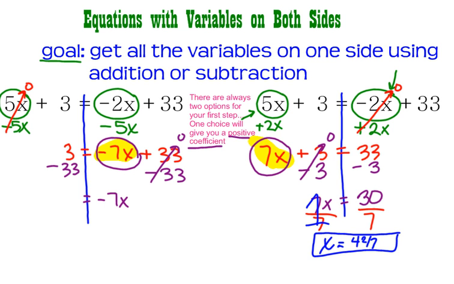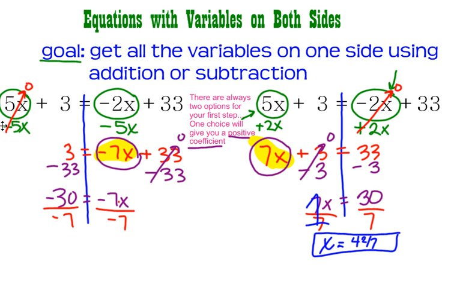And on the left-hand side, I look, are those same signs or different? They're different. So I subtract. 33 take away 3 is 30, and it is negative. Now my final step is to get the x by itself. I know that there's multiplication hiding here, even though I don't see it. And the opposite of times by negative 7 is divide by negative 7. And what I do to one side, I must do to the other.